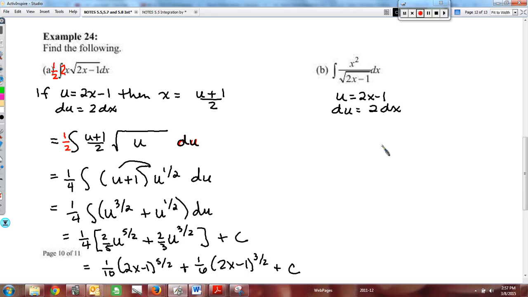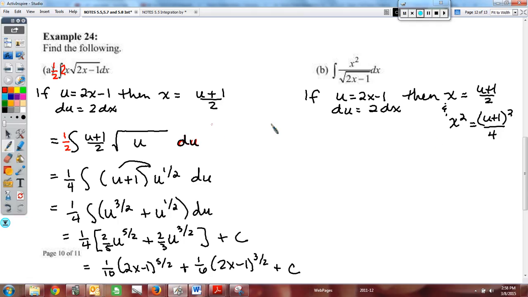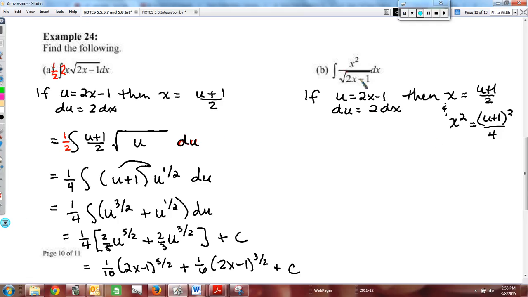I'm going to utilize the fact that let's see if I change everything to u's, and in terms of u, then I'm going to be able to do this substitution. So likewise before, if u is equal to this, then the x is going to be u plus 1 over 2, and since I'm looking at x squared up here, x squared is going to be u plus 1 squared over 4. So I kind of convert everything. Be careful of your corrections. I need a 2 to go with the dx. So I put in my 2, I take out my 2.